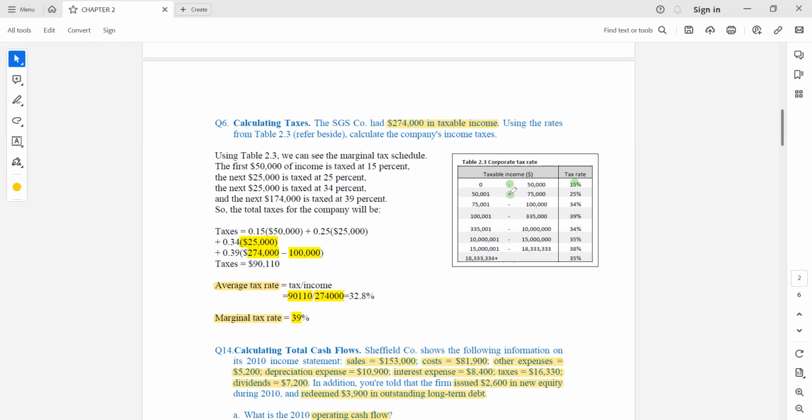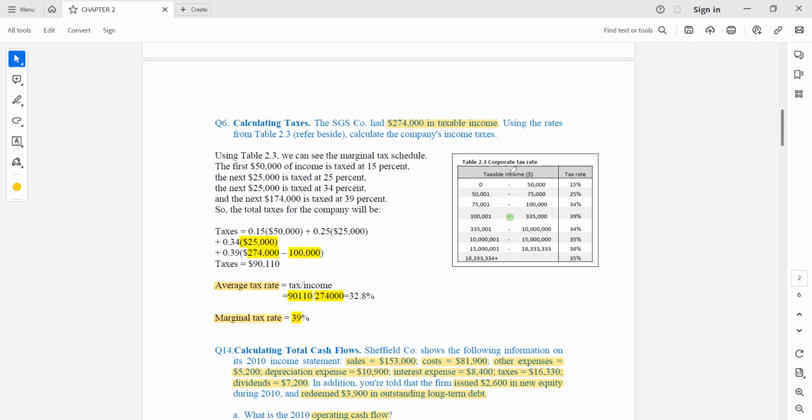So the next 25,000 over here is subject to 25% tax. The next 25,000 over here is subject to 34% tax. Now my question for you is this. If the company is earning 274,000, which category does it belong to? First, you identify which category it belongs to. Where? 39%. Awesome. So at least you know that it belongs somewhere here. Okay, this is good. At least later when you calculate the marginal tax rate, it's very easy to find the answer already.